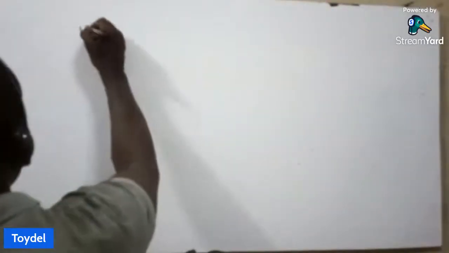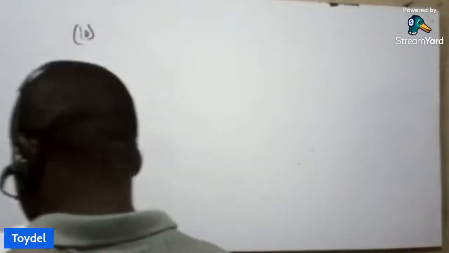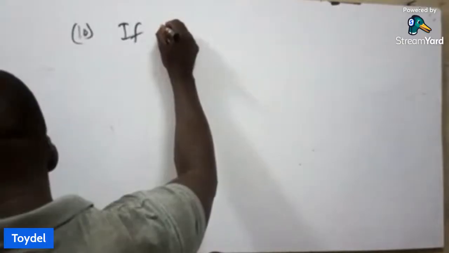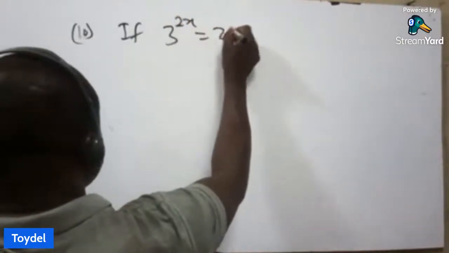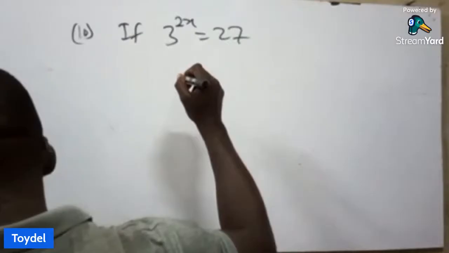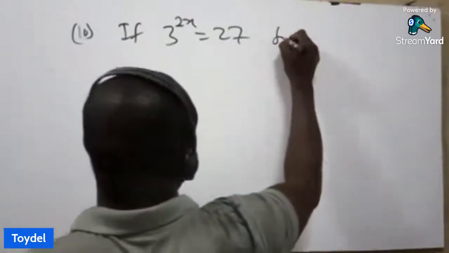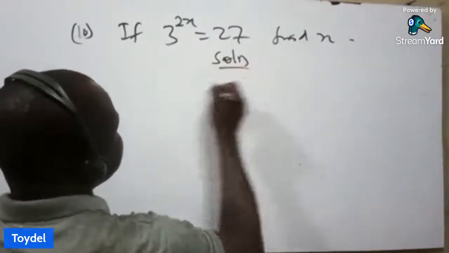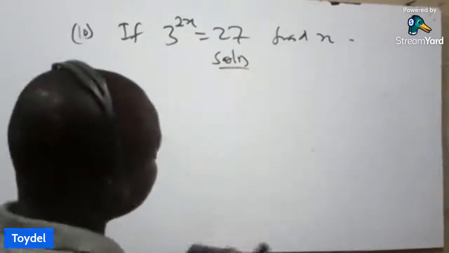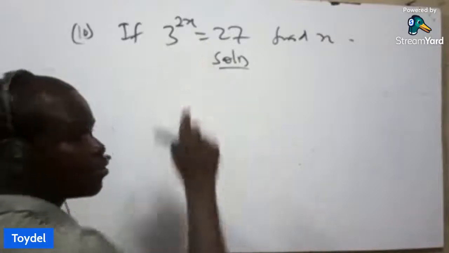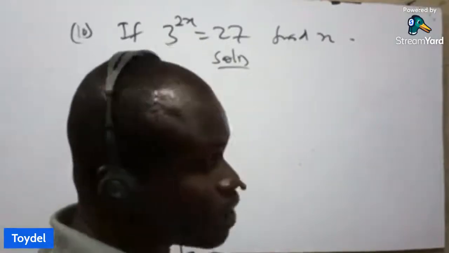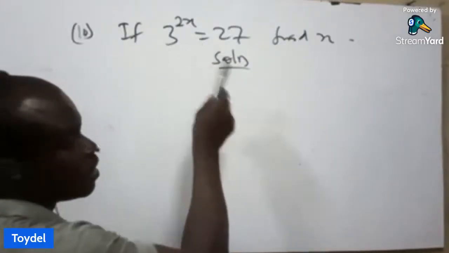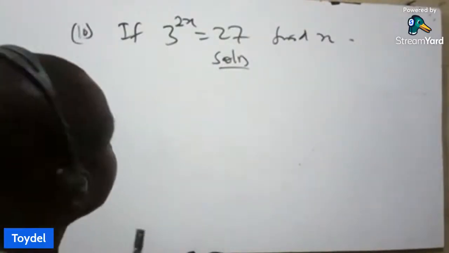So let's take another question. The question says, if 3 raised to power 2x is equal to 27, find x. Look at this simple exponential equation. Once you have an equality sign, it's talking about an equation. But if there's no equality sign, you just simplify. But once there's the presence of an equality sign, what you have is an equation. So we have to solve.